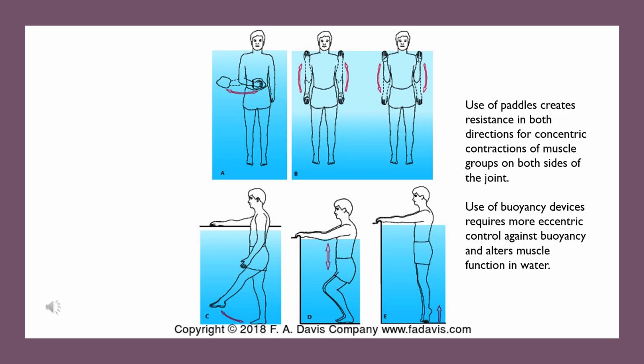For lower extremities, we can use paddles or the fins or the hydrotone boots to create the same thing. And we can use buoyancy devices on upper and lower extremities in order to change the direction of resistance. So remember, buoyancy is going to push up, whereas muscles are used to resisting gravity, which pushes down. And so the use of those buoyancy devices requires more eccentric control against the buoyancy and alters muscle function in the water.